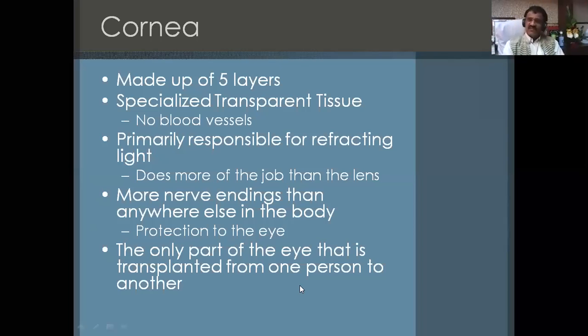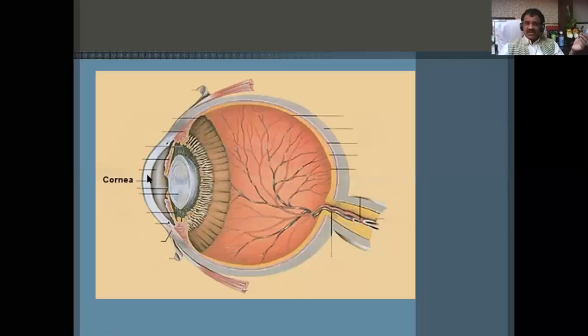The only part of the eye that is transplanted from one person to another person is the cornea. So after death, the cornea is utilized for the purpose of transplantation. Here is your cornea, this whitish color. Above the cornea, there is nothing. Okay, nothing means there is no conjunctiva. Except for the cornea, conjunctiva is present everywhere in the palpebral sac. Okay, now one by one we are going.